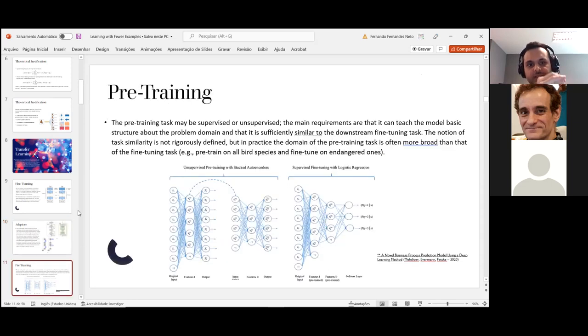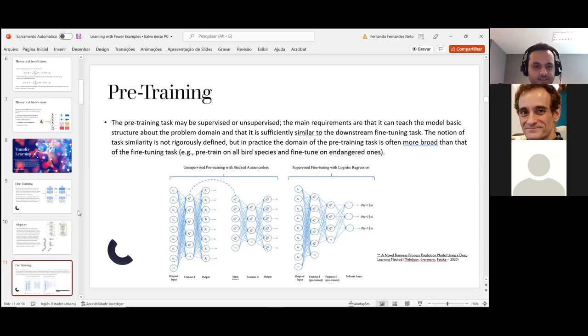So basically the pre-training task, the other topic covered in the transfer learning setting, may be supervised or unsupervised, right? The main requirements are that it can teach the model basic structure about the problem domain, and that it's sufficiently similar to the downstream fine-tuning task. The notion of task similarity is not rigorously defined, which is a drawback, but in practice, the domain of the pre-training task is often more broad than that of the fine-tuning task.